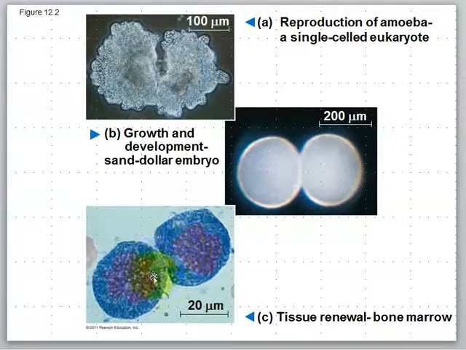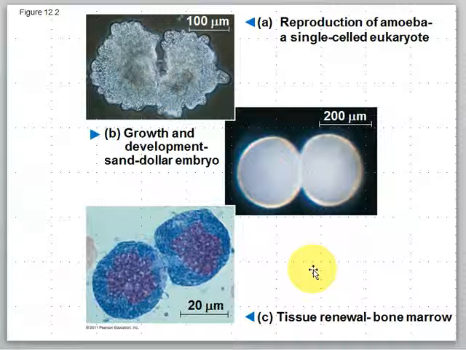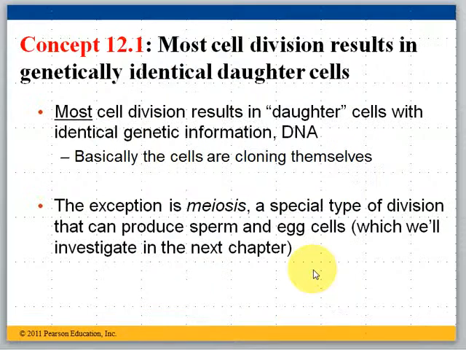And this would be like in a human body. This is tissue renewal, bone marrow. These are bone marrow cells that are dividing and creating more bone marrow. And inside the bone marrow is actually where new red blood cells are created. So three different purposes for cell division and this cell cycle that we're going to be talking about. Let's get started with concept 12.1.